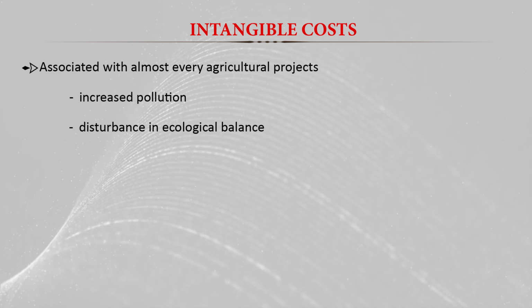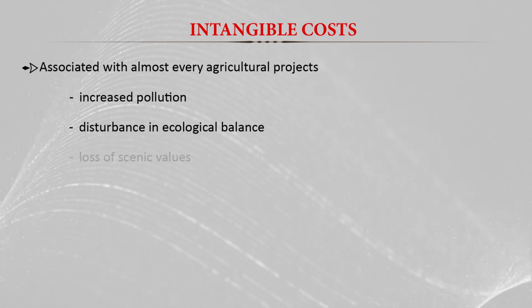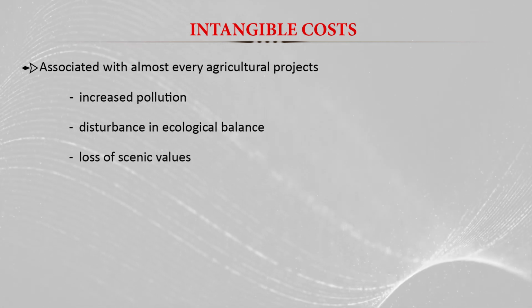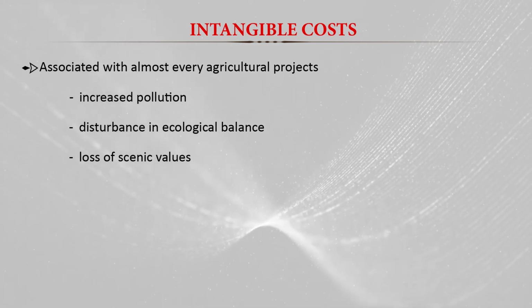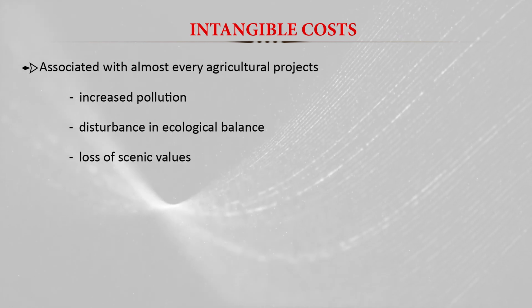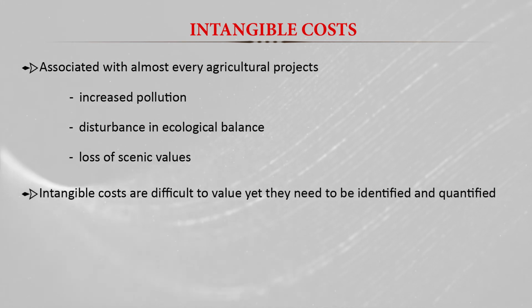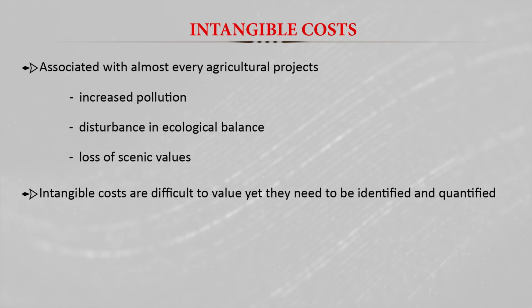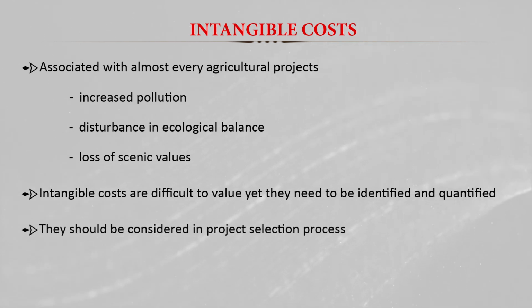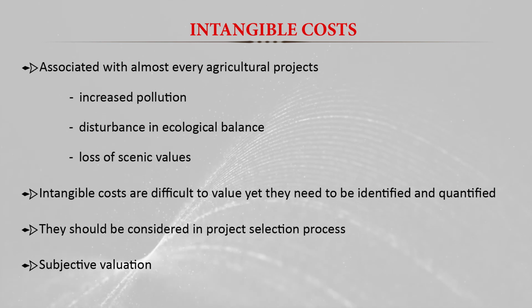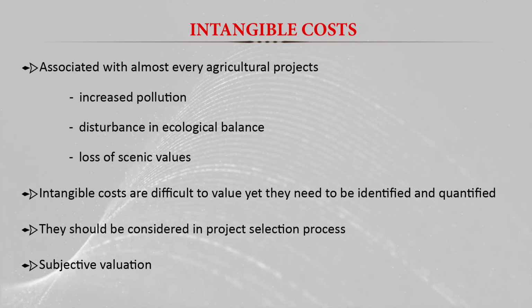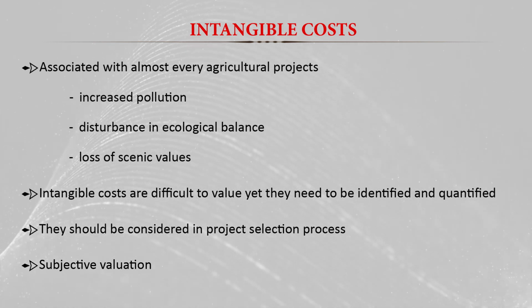Another example is the disturbance in the ecological balance, or loss of scenic values of a particular place, maybe due to the development of an irrigation project or other construction activities. Intangible costs are difficult to value, yet they need to be identified and quantified, and they should be considered in the project selection process. For that purpose, we generally take subjective valuations of how much it will affect society as a whole.